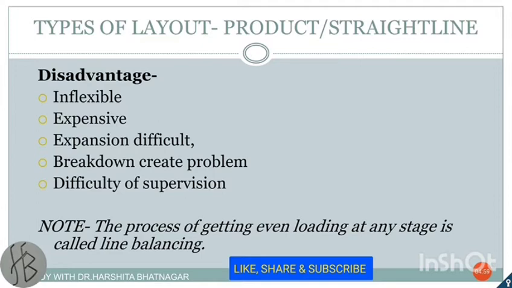The process of getting even loading at every stage is called line balancing. If loading is not equal, then what will happen? One machine will do more work and it will lead to the accumulation of WIP. So the process of getting even loading should be done, meaning line balancing should be there.